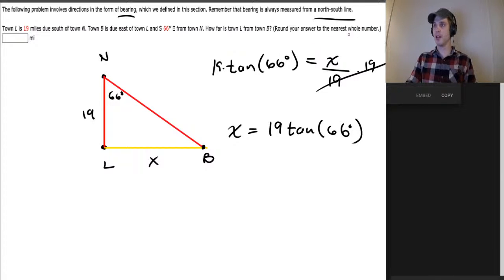Whatever the platform is, WebAssign, Pearson, Cognity, all of them, you want to make sure that you follow the instructions when you enter this. So this is round to the nearest whole number. I got 42.6746, yada, yada, yada. Rounded to the nearest whole number, I get 43. 43 is the answer to this one.